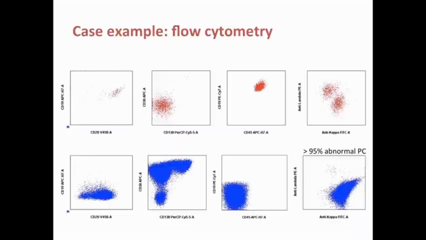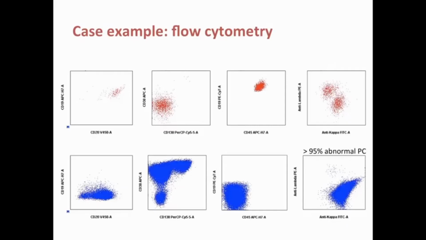The top row of flow cytometric dot plots demonstrate B lymphocytes with the expected strong staining for CD20 and CD19, lack of the plasma cell markers CD38 and CD138, and polytypic expression of surface immunoglobulin. So there's no evidence that this is a lymphoid neoplasm.